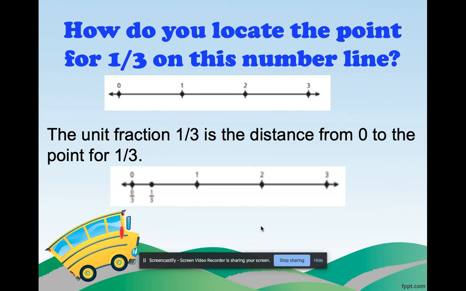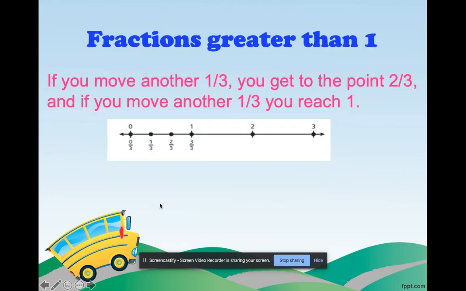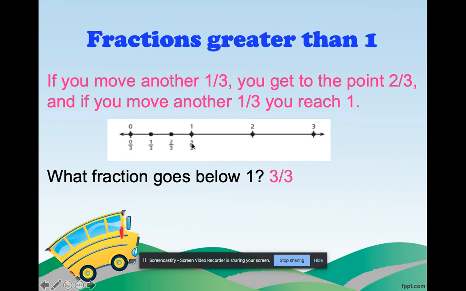How do you locate the point for 1 over 3 on this number line? Well, the unit fraction 1 over 3 is the distance from 0 to the point 1 over 3. If you move another 1/3, you get to the point 2 over 3. And if you move another 1/3, you reach 1, like you can see here. What fraction goes below 1? 3 over 3. Now remember that we said that when the numerator and the denominator are the same, it is equal to 1, like you can see here on the number line.